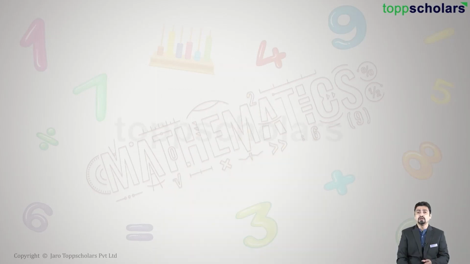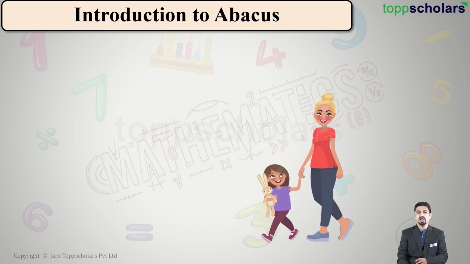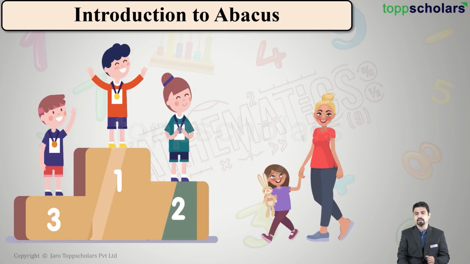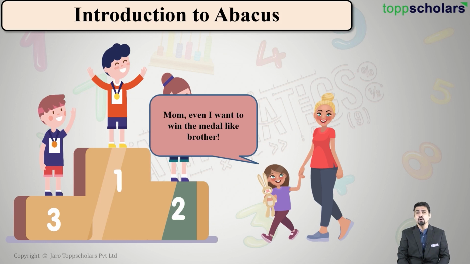Today we will learn how to use an abacus. We have a mother and a daughter walking and there is an awards function going on. Now, looking at the awards function, the daughter tells the mother, "Mom, even I want to win the medal like brother." Her brother has just won the first prize.